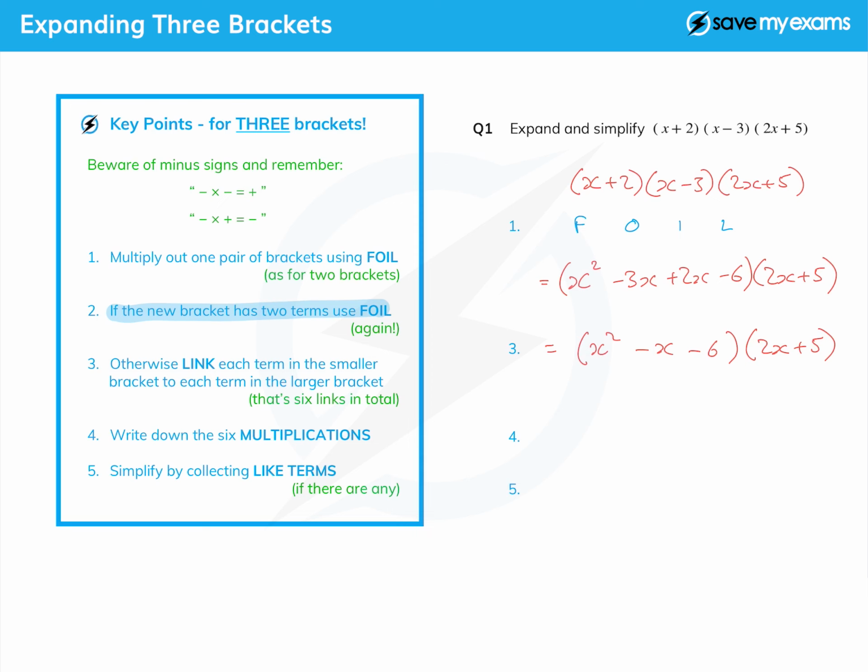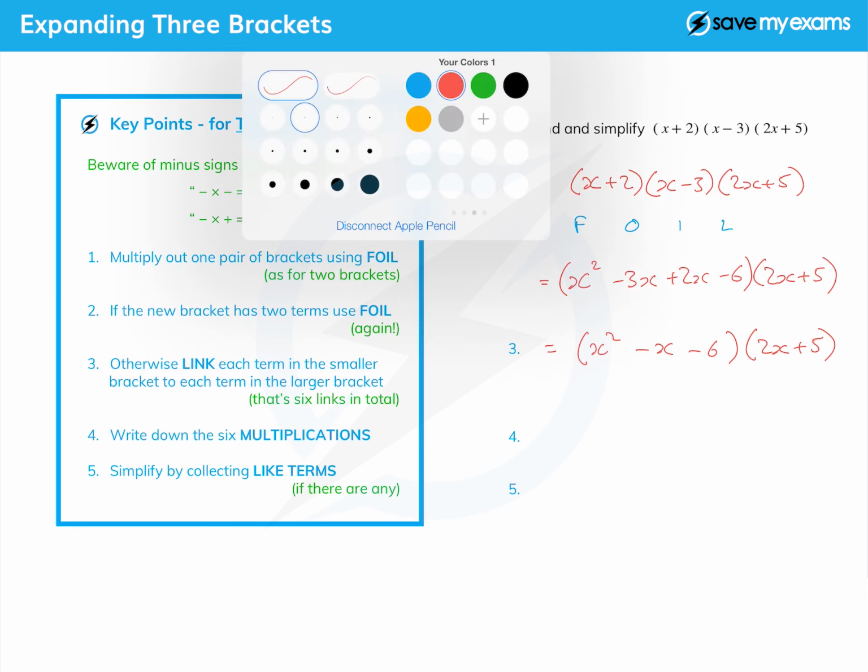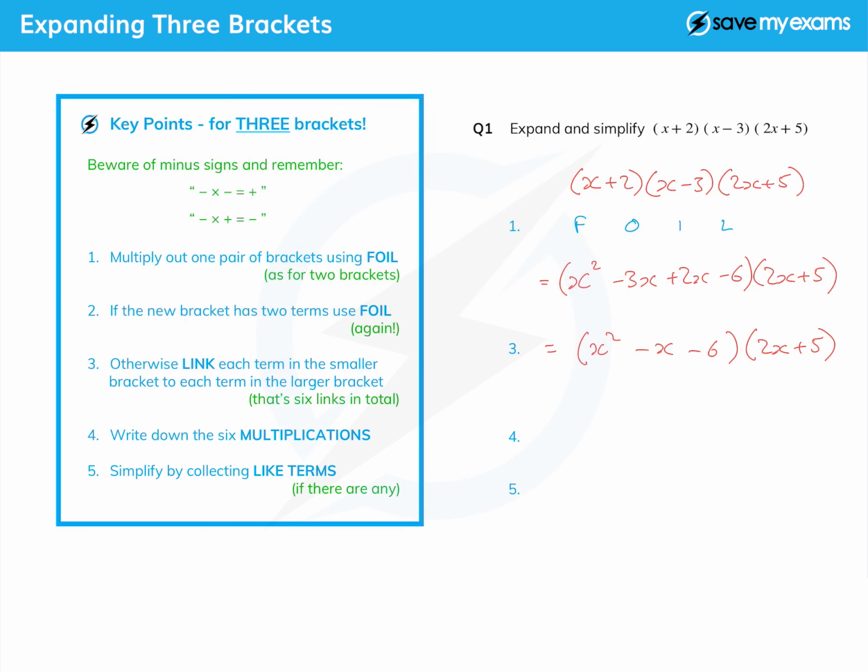The new bracket does not have two terms, so we don't do that. We go straight on to linking each term in the smaller bracket to each term in the larger bracket. So let's take the 2x in the smaller bracket and link it to the minus 6, and link it to the minus x, and link it to the x squared. And then we do the same with the 5. Link it to the minus 6, link it to the minus x, and link it to the x squared. And you get a sort of big crab's claw type picture. You may have heard it called that before. And now we do the 6 multiplications.